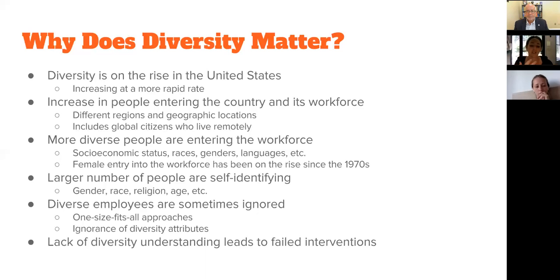Additionally, two other reasons as to why diversity matters from an organizational perspective is because sometimes diverse employees and their unique needs are ignored.